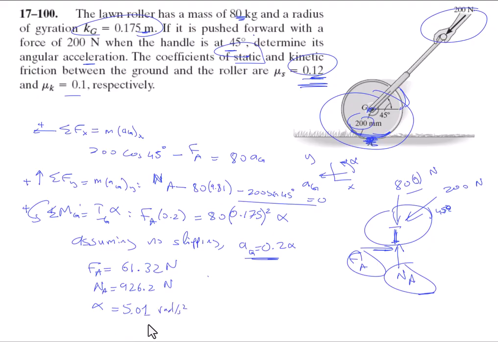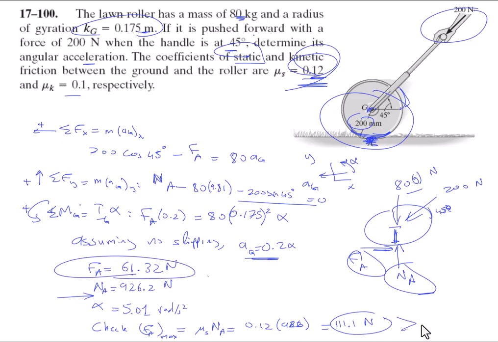Now we have to do one last check. Since we have this normal force, we can check in F A, the maximum allowable is static friction times this normal at A. So this is 0.12, which I'm given here, times 926.2, and this will give you 111.1 Newton, and this is the maximum allowable. And what I have here at 61 is fine. So this is greater than 61.32 Newton, so it will not slip. It will be static friction.